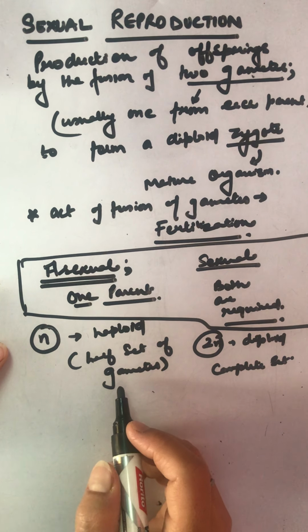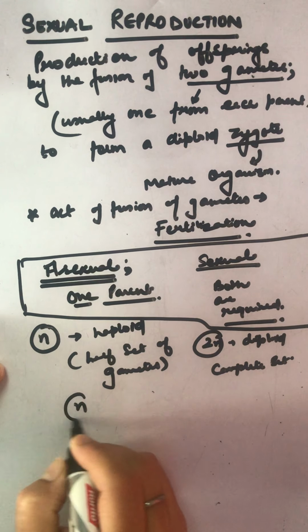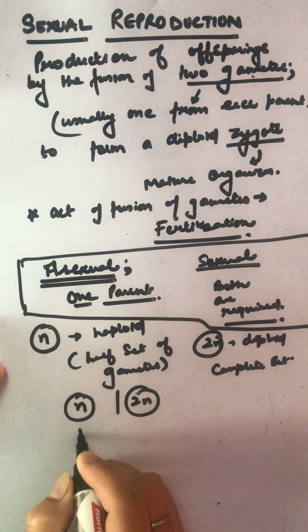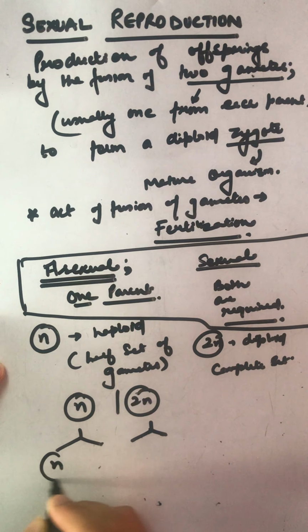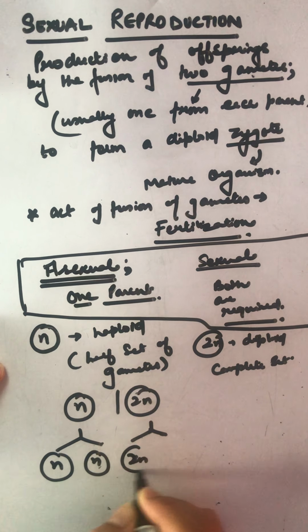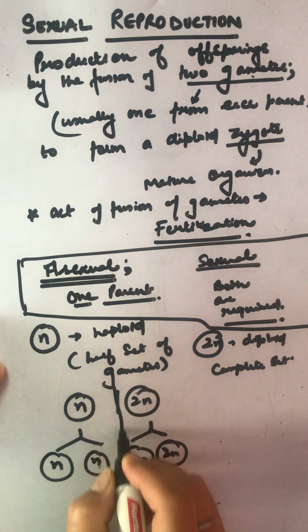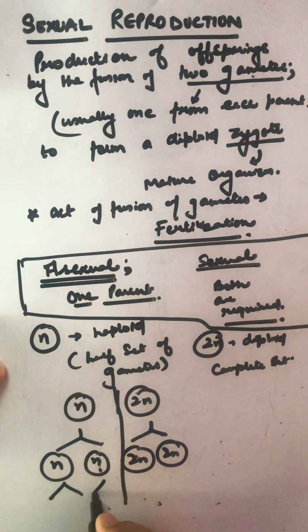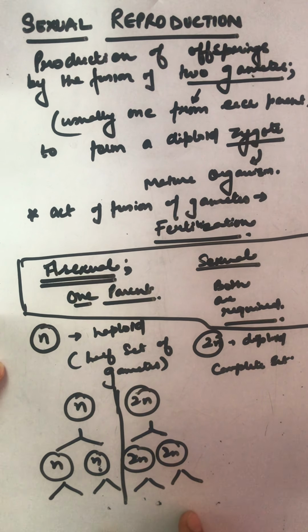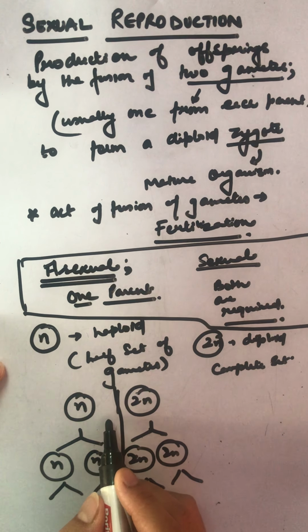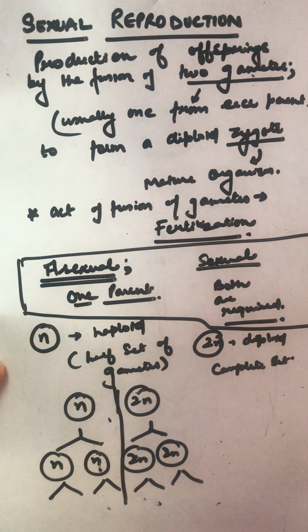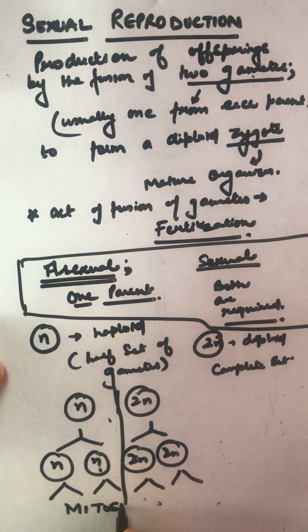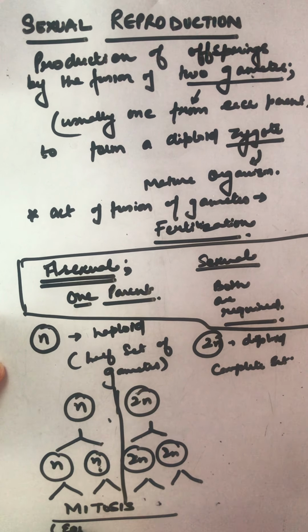If we are talking about asexual reproduction, then what will happen if the parent is n or the parent is 2n? It will undergo division and give rise to the same copies. n will give rise to n, and 2n will give rise to 2n, and so on. When the number stays equal every time, this is known as equational division or mitotic division. What do we call it? Mitosis. In other terms, equational division.